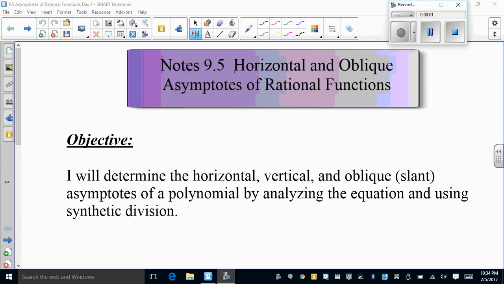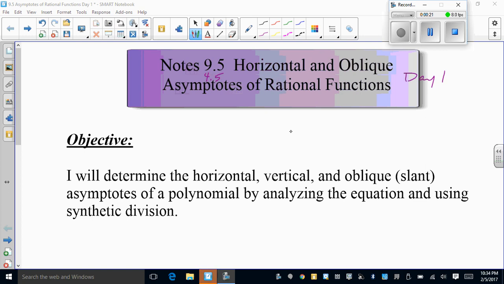Or 4.5 in the book. By the way, this is day 1, which has been split over 2 days. You're going to determine the horizontal, vertical, and oblique or slant asymptotes of a rational function by analyzing the equation and using synthetic division.